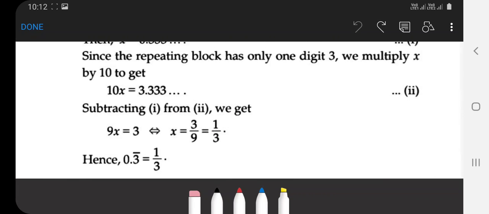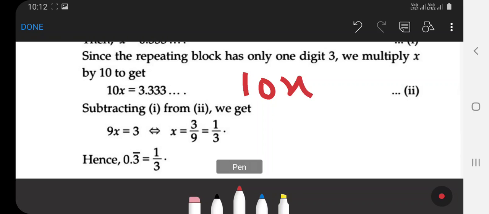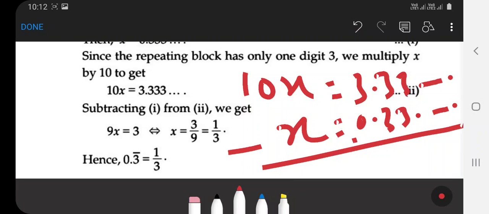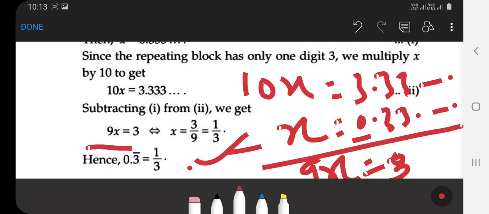So 10x equal to 3.33 and so on, x is equal to 0.33 and so on. Subtracting, 10x minus x, that is equal to 9x equal to 3. So 9x is equal to 3, then x is equal to 3 by 9, that is equal to 1 by 3.